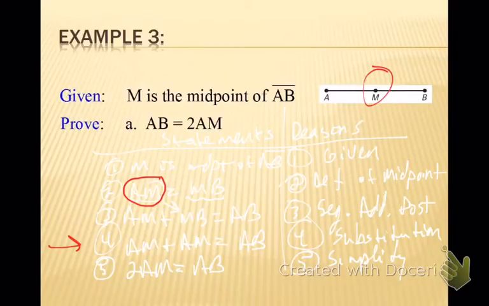And that's what we wanted to prove. We wanted to prove that AB was equal to 2AM. Now, part B. Part B has you proving that AM is equal to 1/2 AB. That's just one more step. That's dividing by 2 by the division property. And then you have AM equals 1/2 AB.